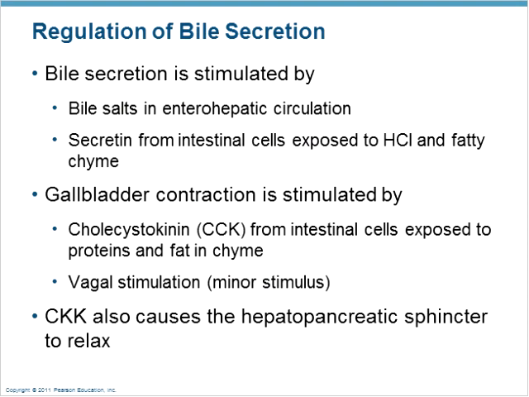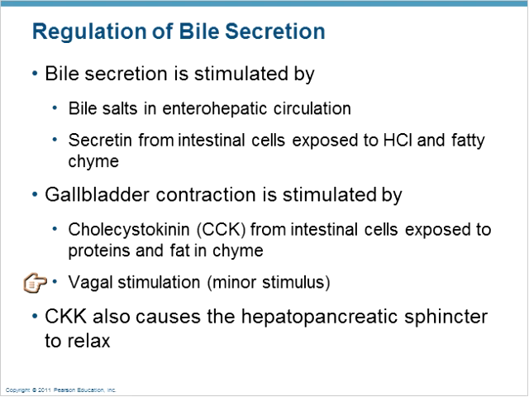Regulation of bile secretion. Bile secretion is stimulated by the bile salts in the enterohepatic circulation. Secretin from the intestinal cells is exposed to hydrochloric acid and fatty chyme. The gallbladder contraction is stimulated by cholecystokinin, CCK, from the intestinal cells, which is exposed to proteins, fat, and chyme. There's also vagal stimulation, which is kind of minor. Remember, that's from the cranial nerves.